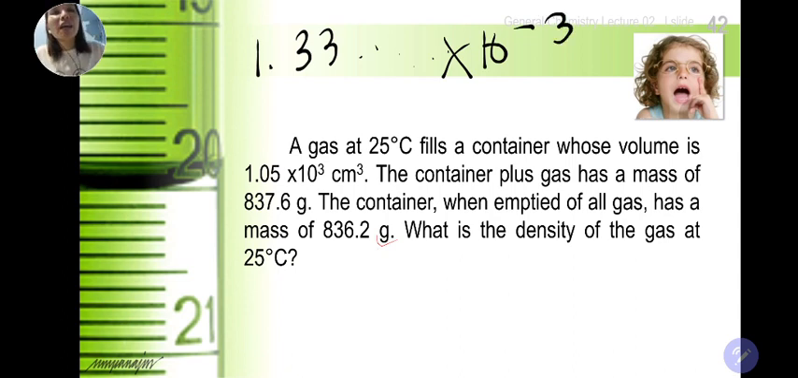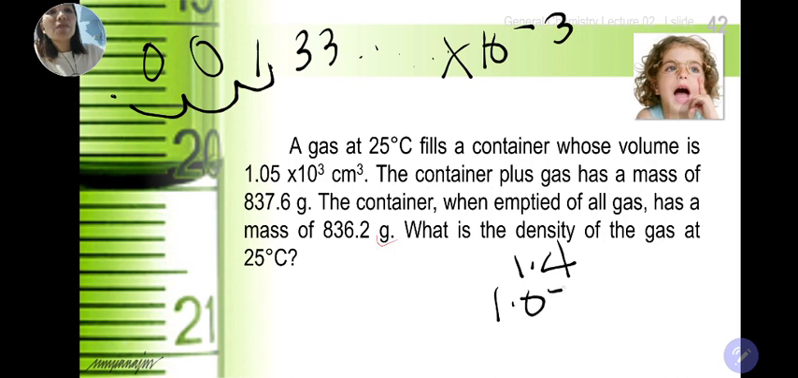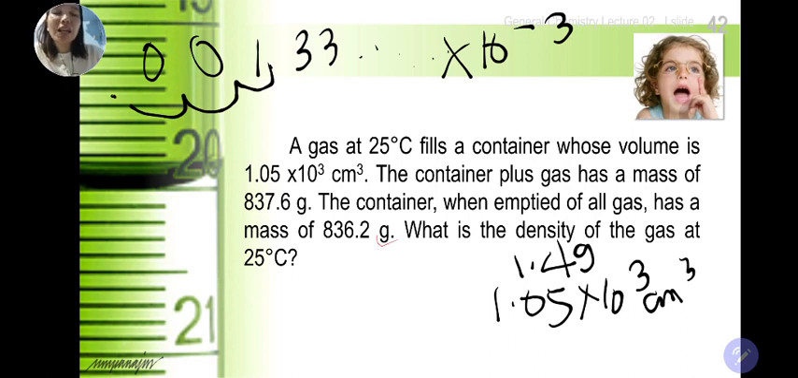So, ibig sabihin, kung negative 3, 3 places to the left nyo i-move yung decimal point nyo. So, 1, 2, 3. Ito yung decimal point, 0.00133333. So, ngayon, dun sa rule of significant figures natin, since yung given natin for division, 1.4 and 1.05 times 10 to the third centimeter cube, ang answer natin, i-express natin dun sa may least number of significant figures since we have division.